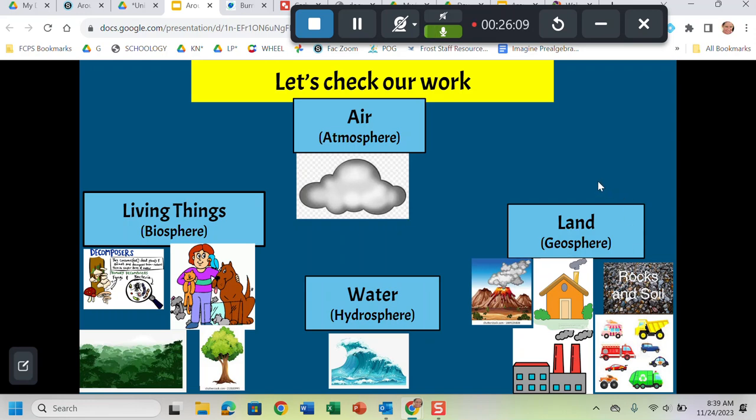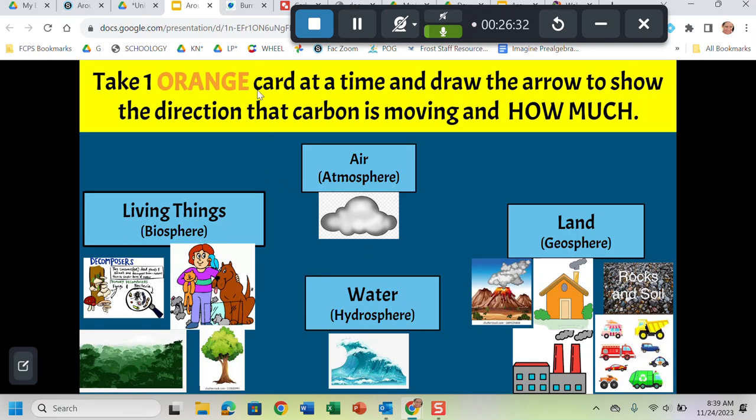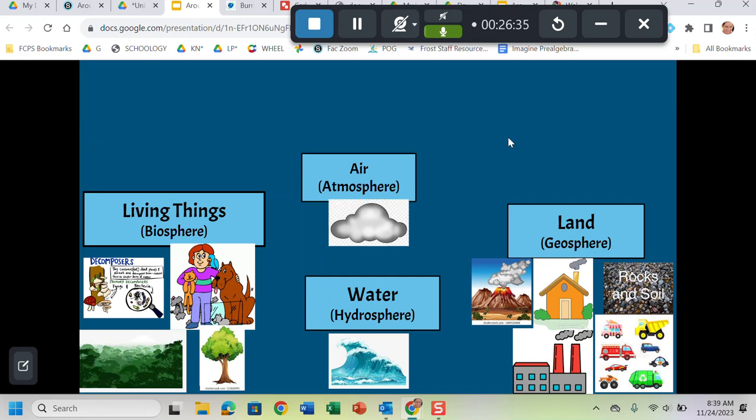So the next set of cards that we had in the baggie helped to show how much carbon moves between those four pools. So we're going to use the carbon flux cards provided by me, and as you read each card, you would lay it down on your model to show which direction the carbon is moving. All right, so they were orange cards in the baggie, and you might have gotten an orange card that said volcanoes erupt. So we have carbon going from the land to the air.